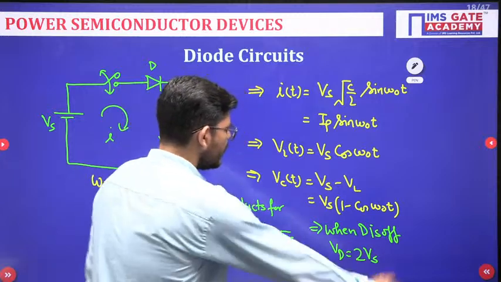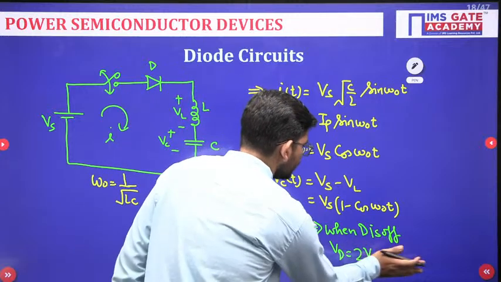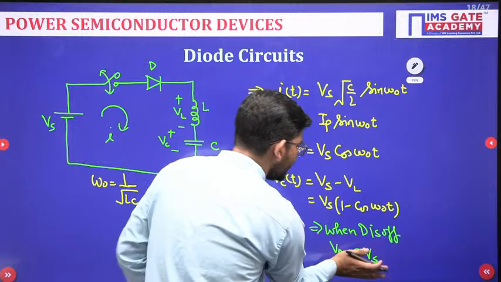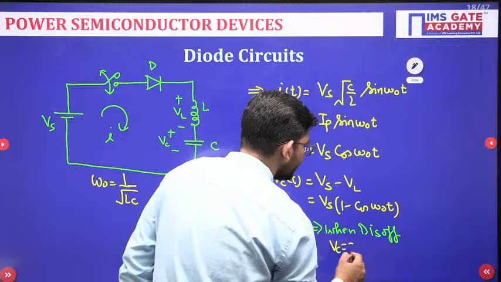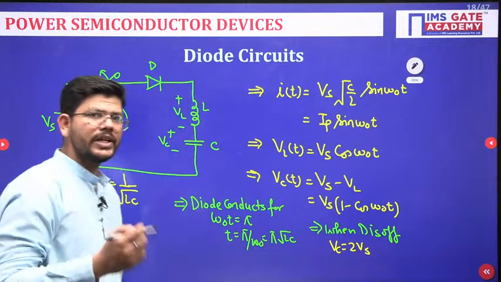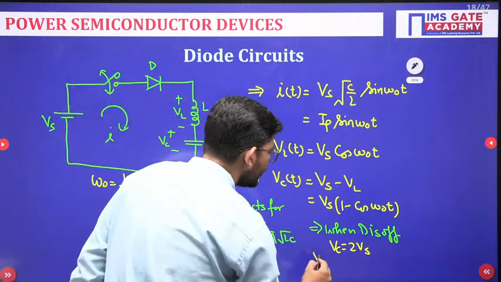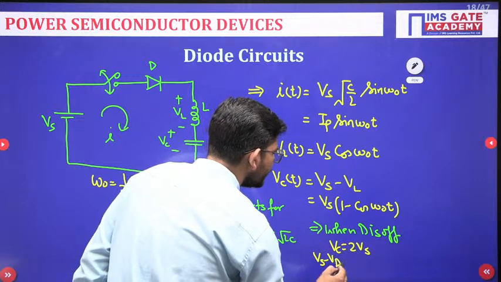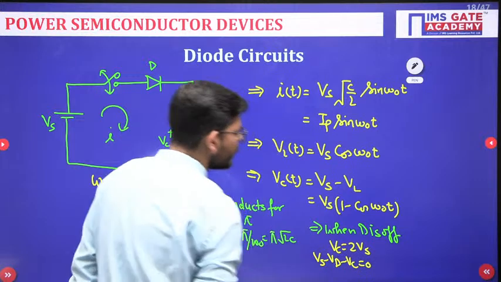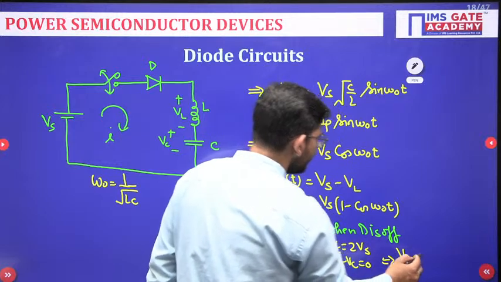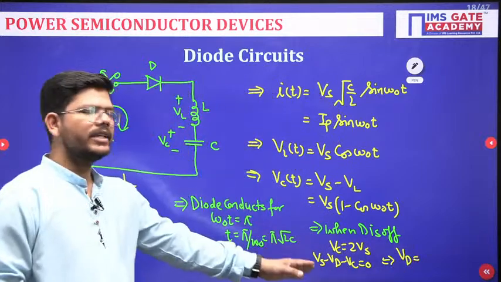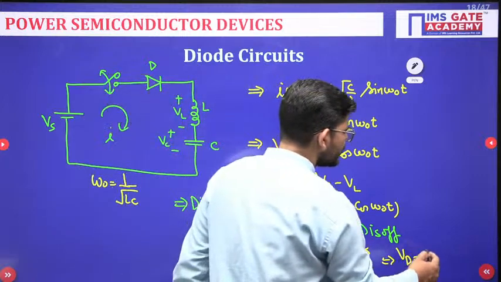Okay, so that is not the diode voltage, this will be the capacitor voltage. The capacitor voltage will be 2 Vs. Now what is the voltage across the diode? You will get it by applying KVL: Vs minus Vd minus Vc equals 0. So from here, Vd will be Vs minus Vc, so you will get minus Vs.